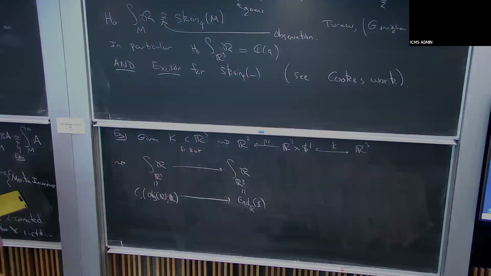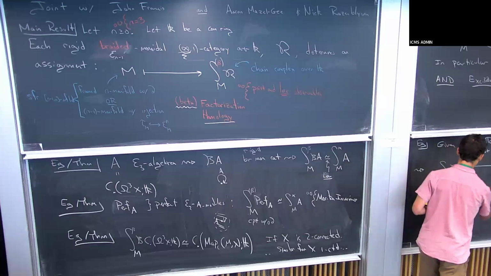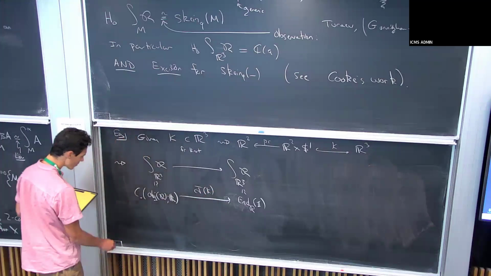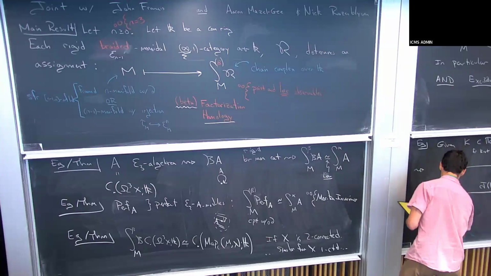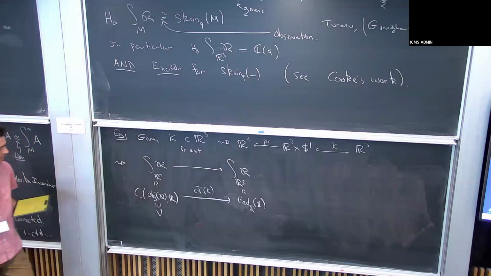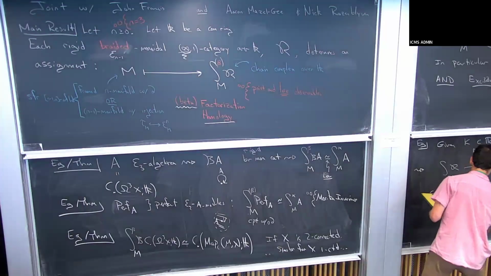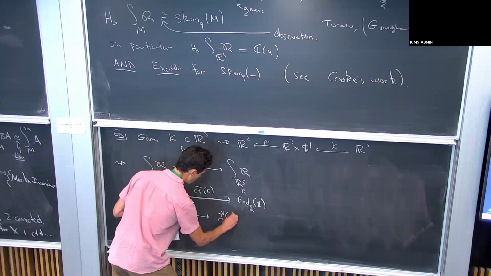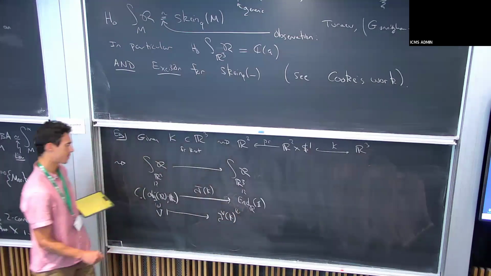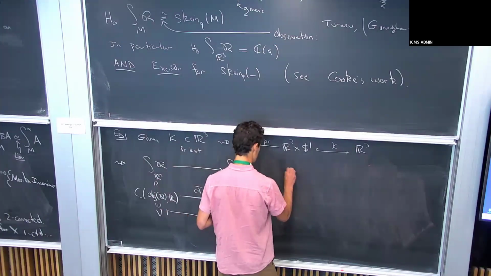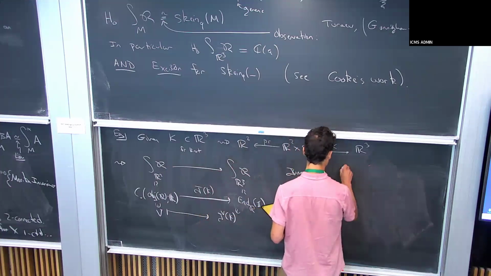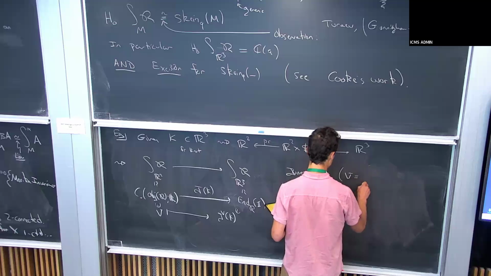So one gets, let's call this J_K, this map. In particular, for every object V in R, one achieves a V of K there. And this recovers the Jones polynomial, the colored Jones polynomial for V the fundamental representation.